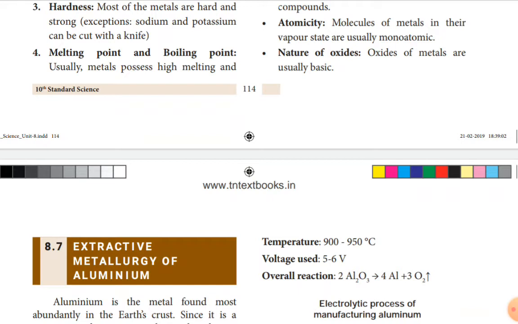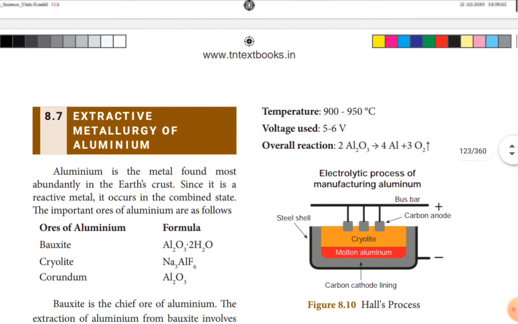Now we are going to learn the new topic, that is extractive metallurgy of aluminium. What is the symbol of aluminium? Al. A should be capital, L should be small letter. Whenever you write a symbol, if it is a two letter symbol, the first letter should be capital, the second letter small. If it is only one letter, that should be in capital. That you have already learned in 6th, 7th standard.